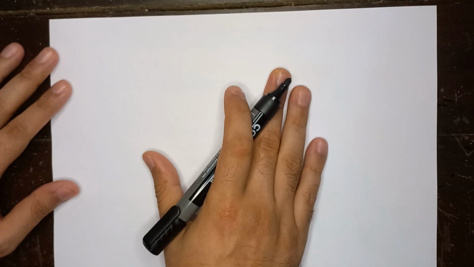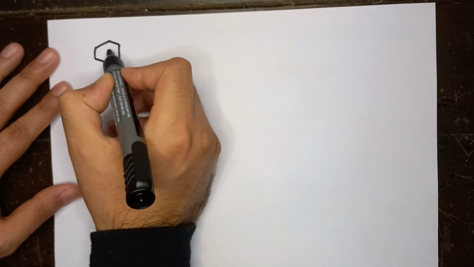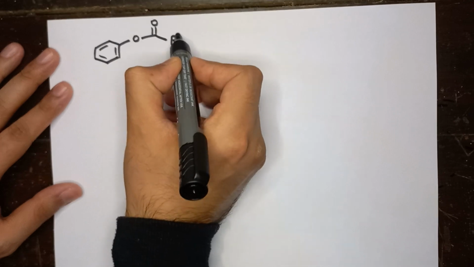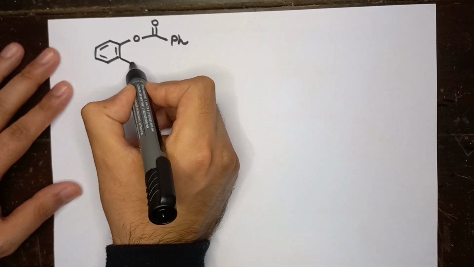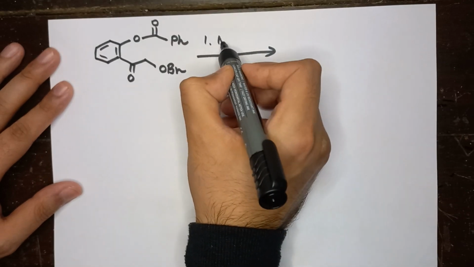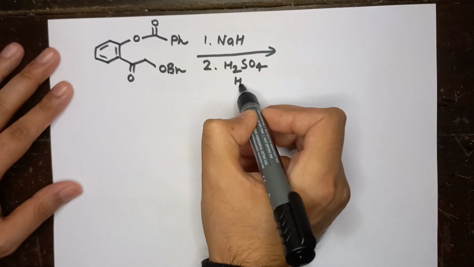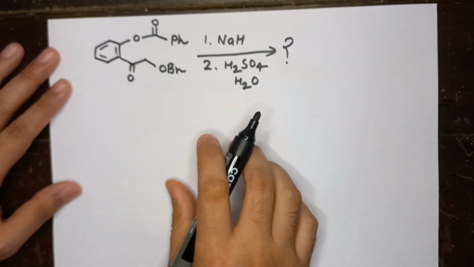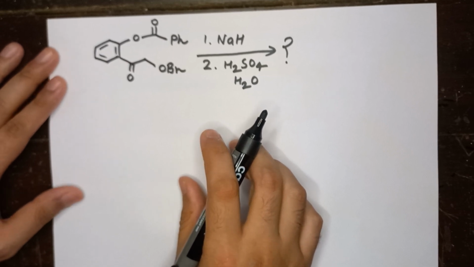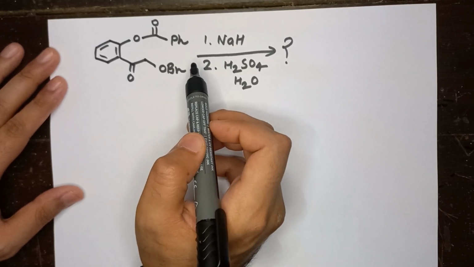Okay, so in the first slide, I have given you one question. So let's solve that one. So in the first step, we have NaH, and we know we have this ester and active methylene group, so we know that the first step is a Baker-Venkataraman rearrangement.